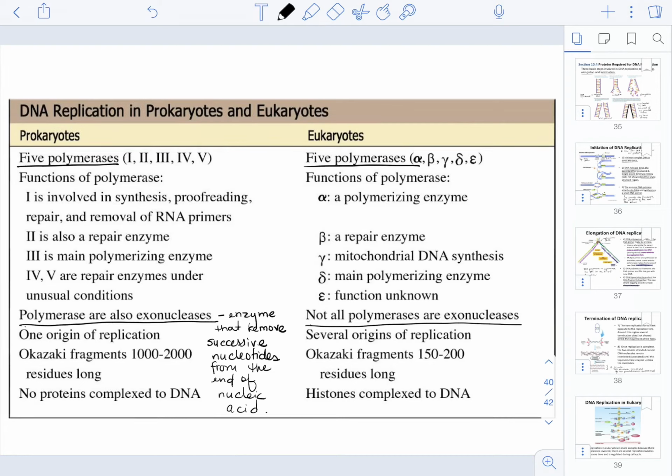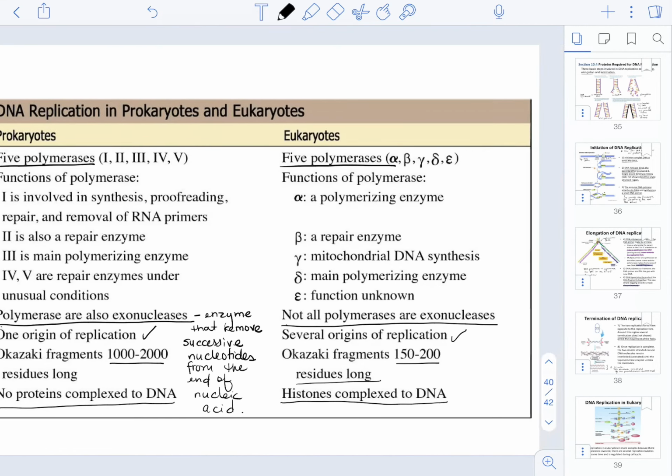In addition, remember that there are several origins of replication in eukaryotes, while we only have one origin of replication in prokaryotes. The Okazaki fragments for prokaryotes are longer than the ones in eukaryotes. And lastly, understand that when it comes to proteins complexed with DNA, we don't have any proteins complexed to prokaryotic DNA, while we have histones, which are complexed to DNA in the case of eukaryotes.